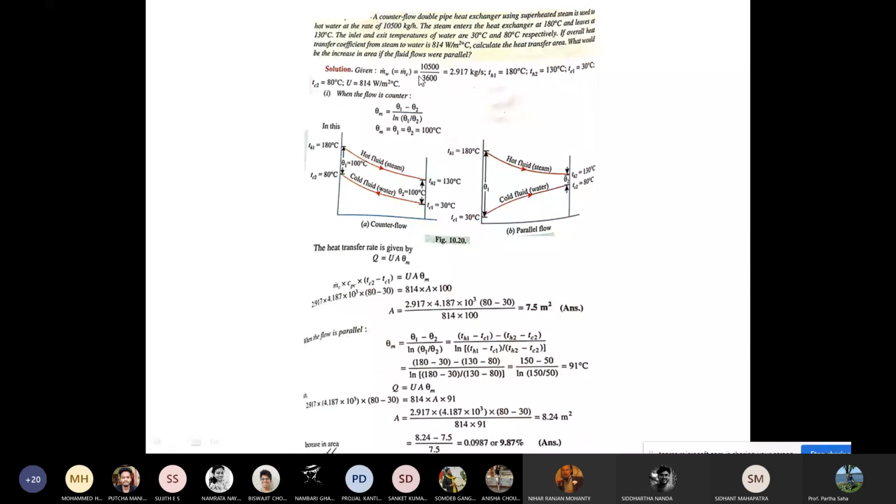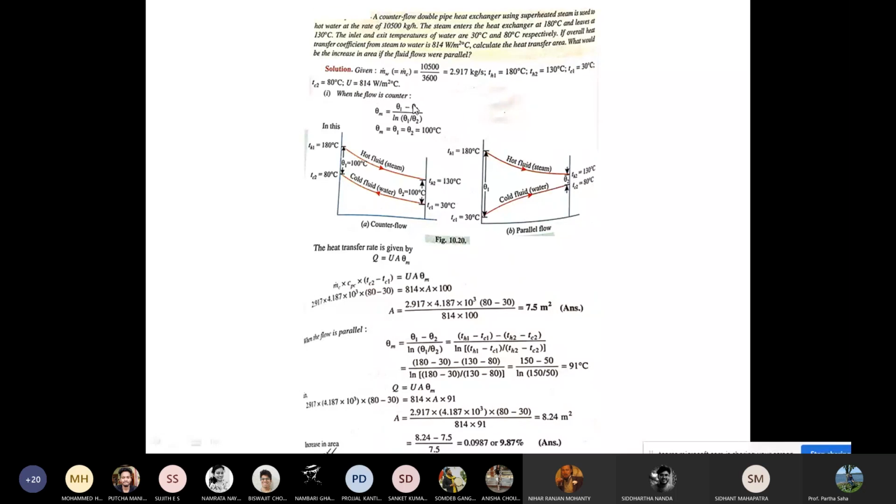So the heat transfer rate is given, the mass flow rate is given, 2.917 kg per second. Inlet temperature of hot fluid given 180, outlet of hot fluid 130. Inlet for cold given 30 and outlet given 80. Overall heat transfer coefficient given 814 watt per meter square C.